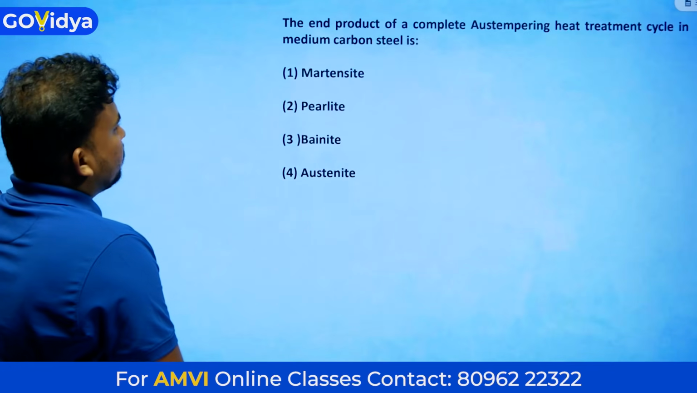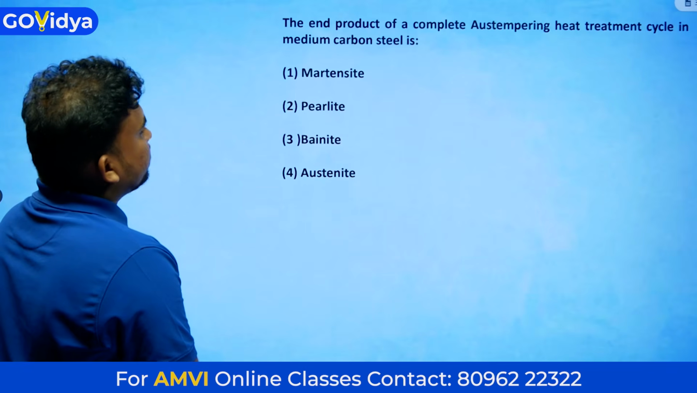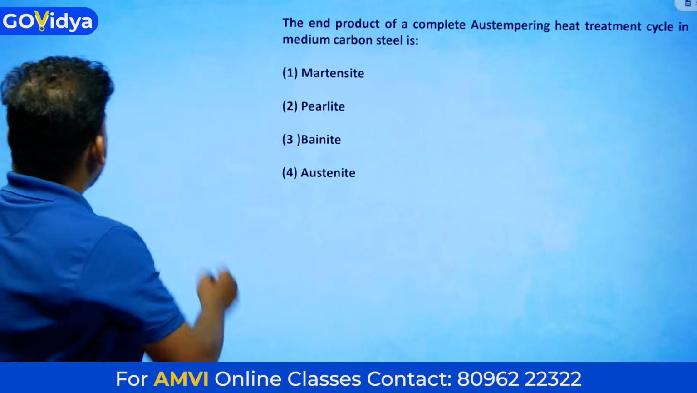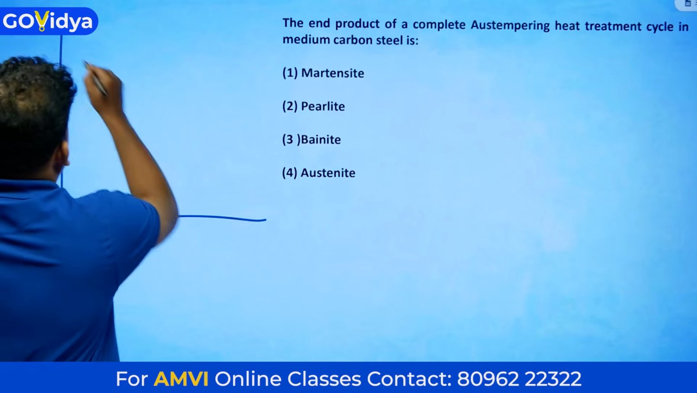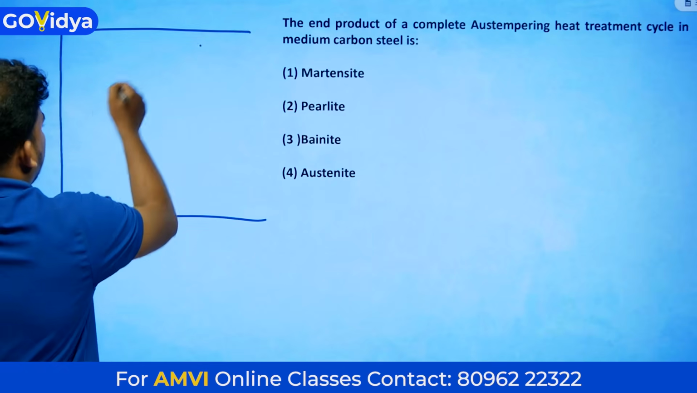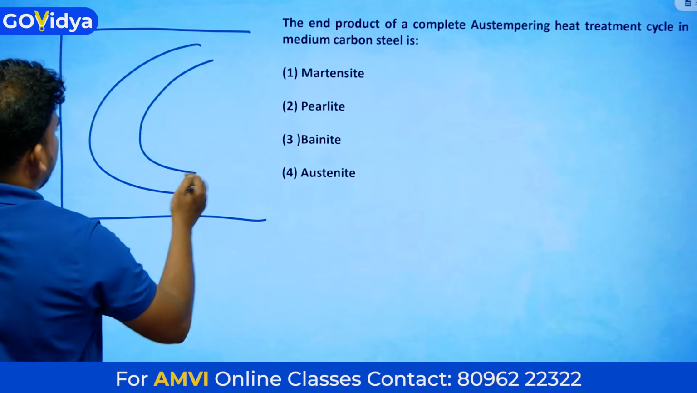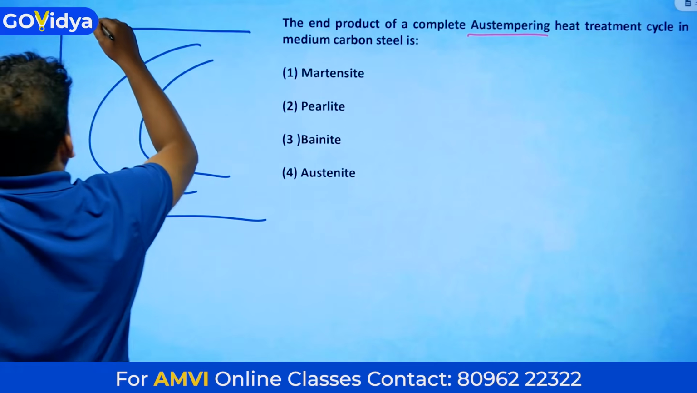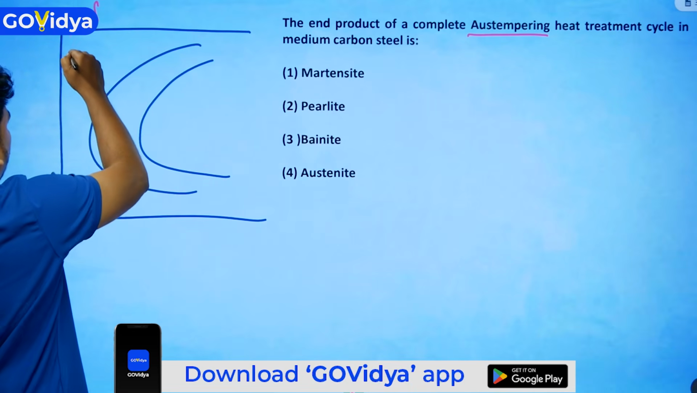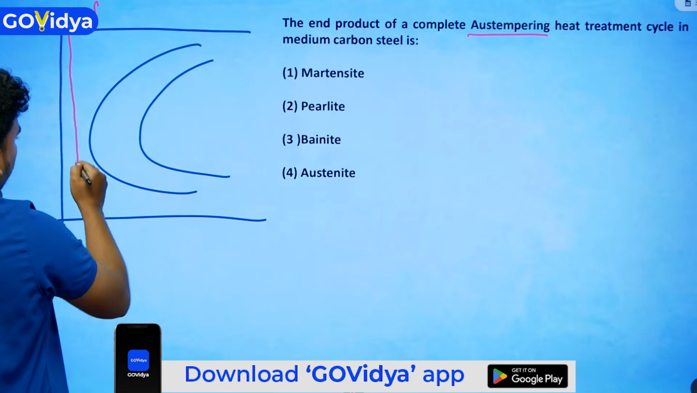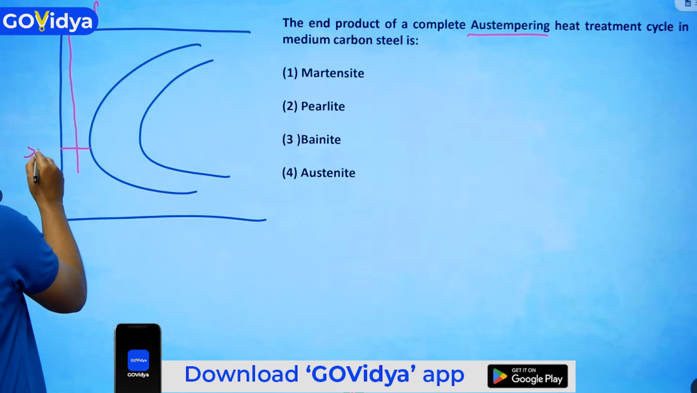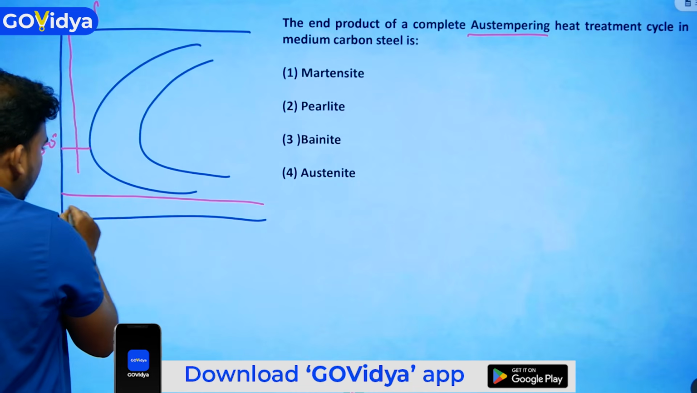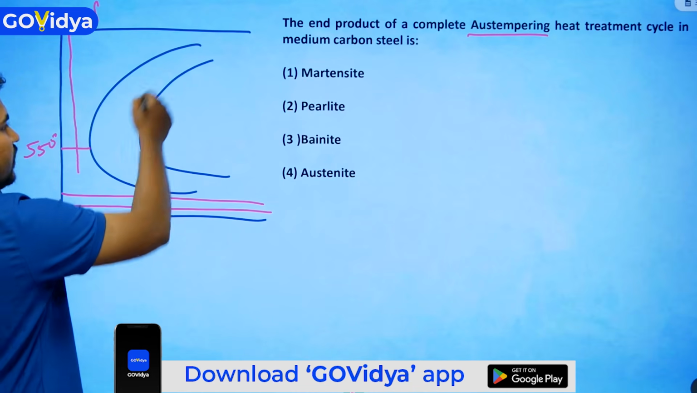The end products of the complete austempering heat treatment cycle in medium carbon steel. See, in austempering we are not cooling continuously, right? If I see the TTT diagram, there is an austenite region and there is a C curve. In the austempering process, we are cooling the austenite above the critical cooling rate, below the nose radius. Nose radius is typically 550 degrees centigrade. There will be a martensitic start line and a martensitic finish line, so you will call this a C curve.